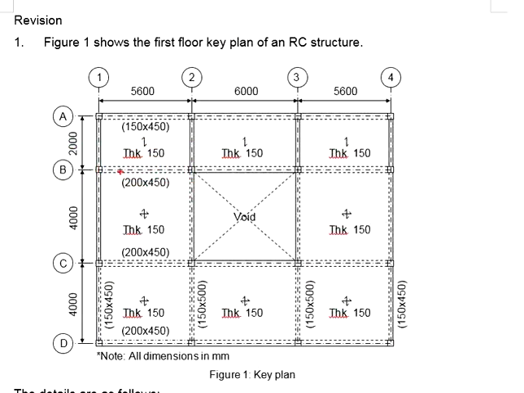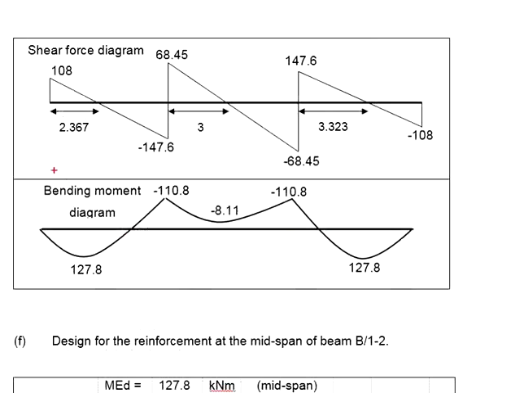The beam size is 200 times 450. The span is 5.6 meters. Based on the bending moment diagram, you are looking at the first stretch. There are two moments here. 127.8 is at the midspan, and 110 kN is at the support.